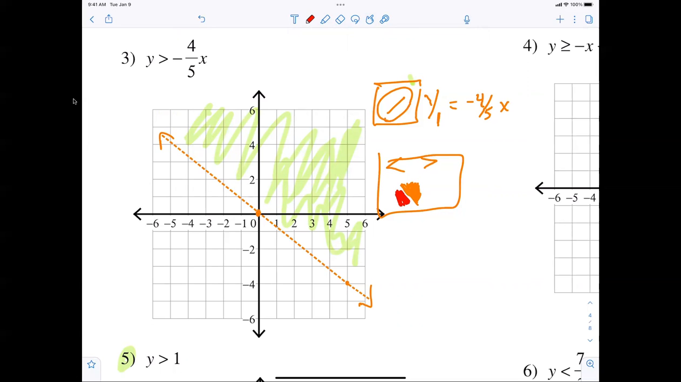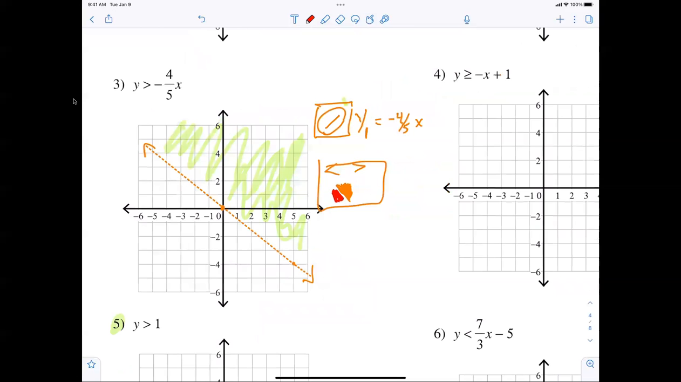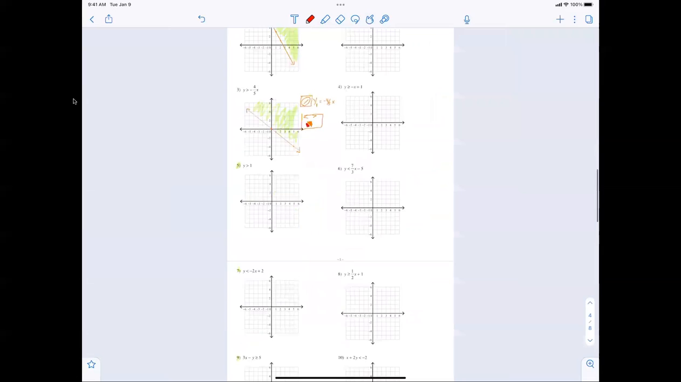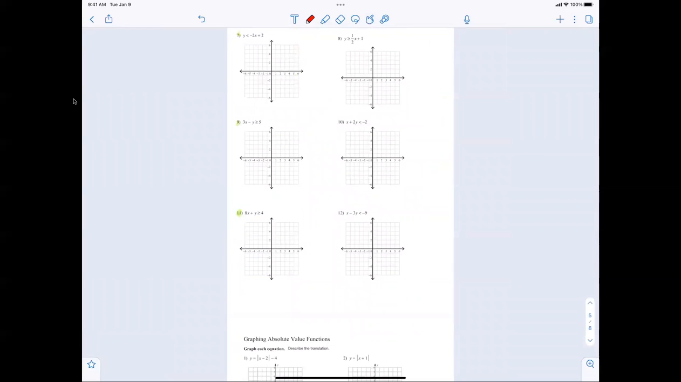Anybody have any questions? All right, so we have a whole 2 minutes, guys. I highlighted ones I want you to try to knock out. Practice is the key. How do you know when it's a broken line? Broken line, remember, is if it's greater than or less than. When it's equal to, that's the solid line. Equal to is a solid line.